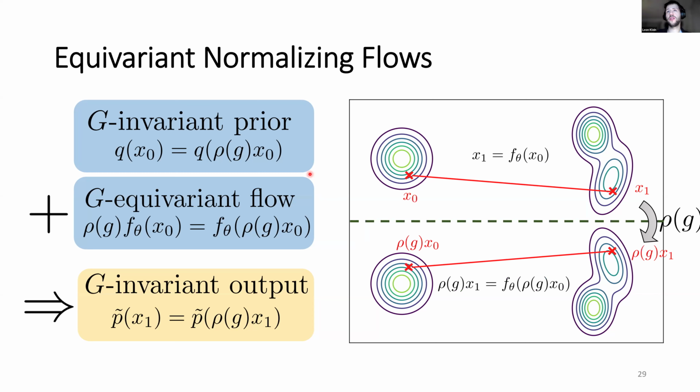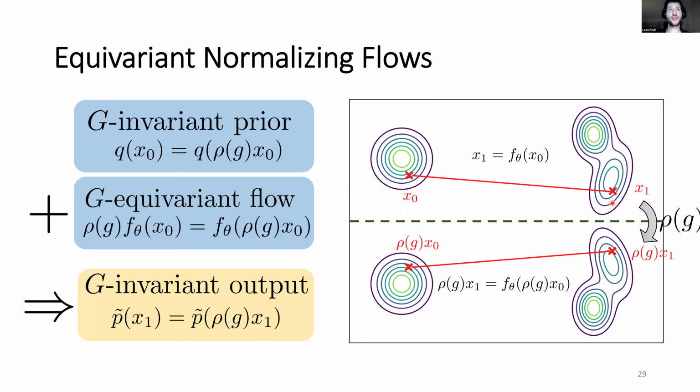So, for example, consider this sample here. If we transform it with the flow, we end up here. And this is the same as if we would have reflected the sample first, transformed it with the same flow, and then reflected it back. So the probabilities of these samples here are exactly the same, and the output distribution is invariant.